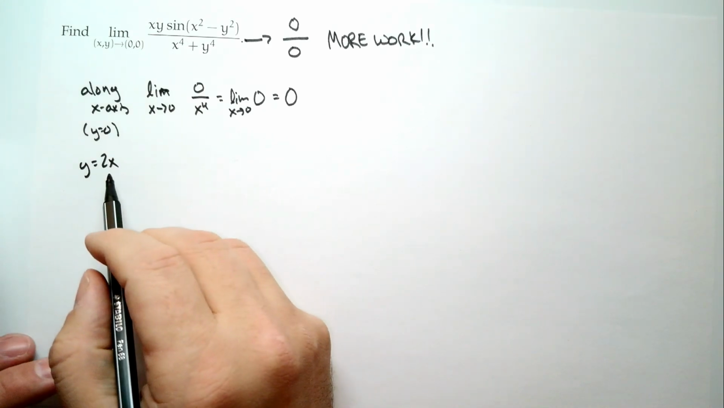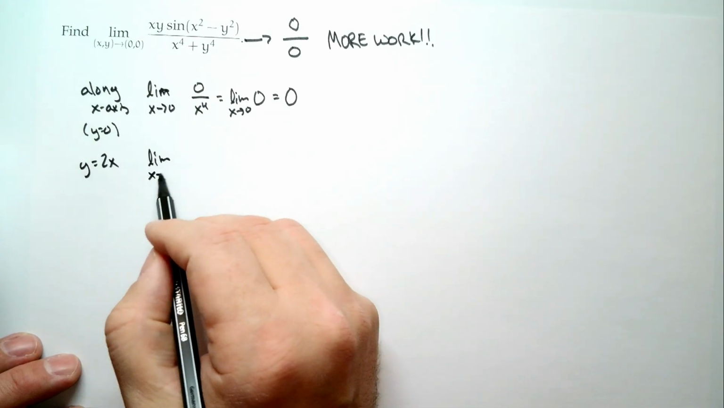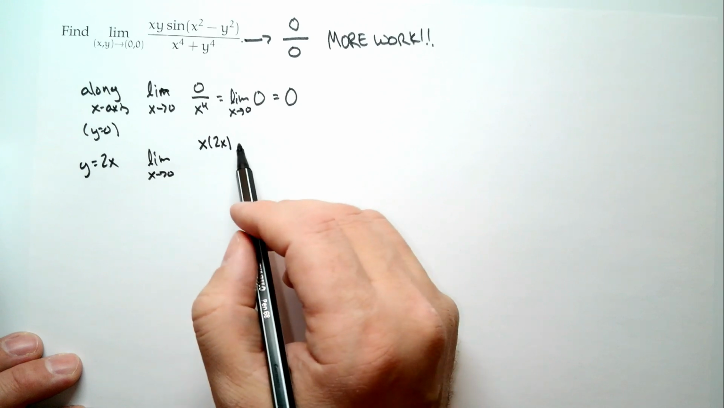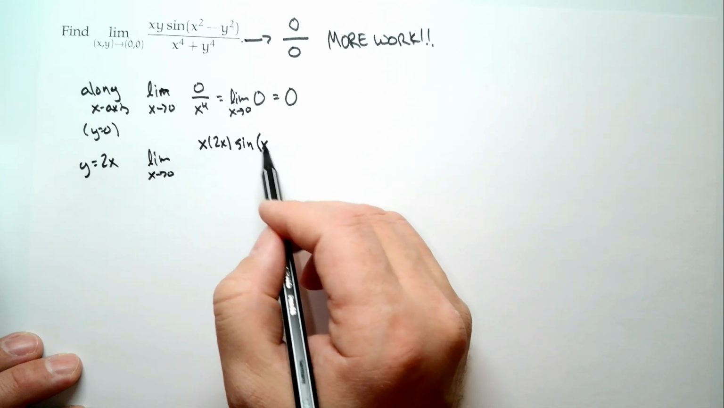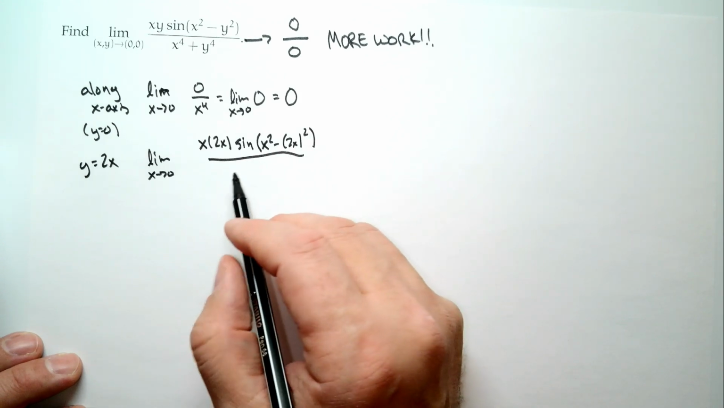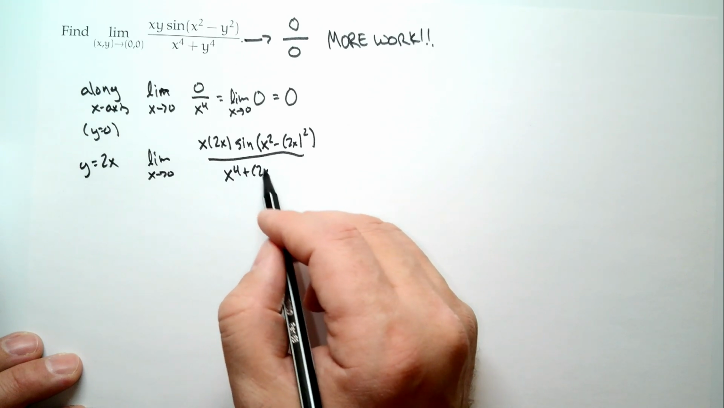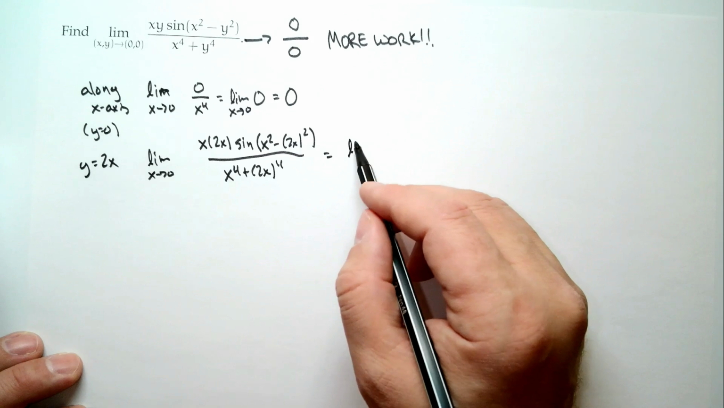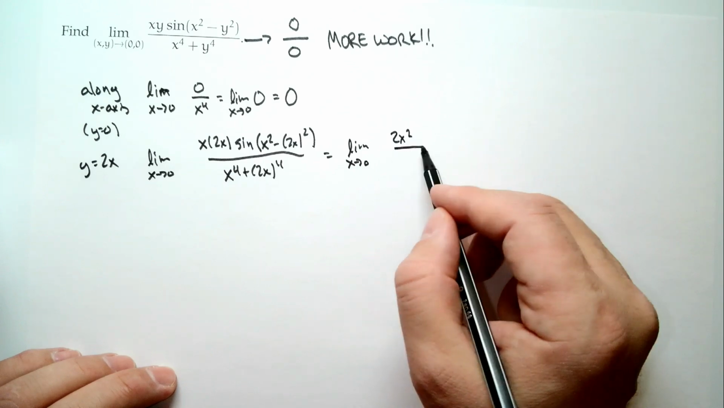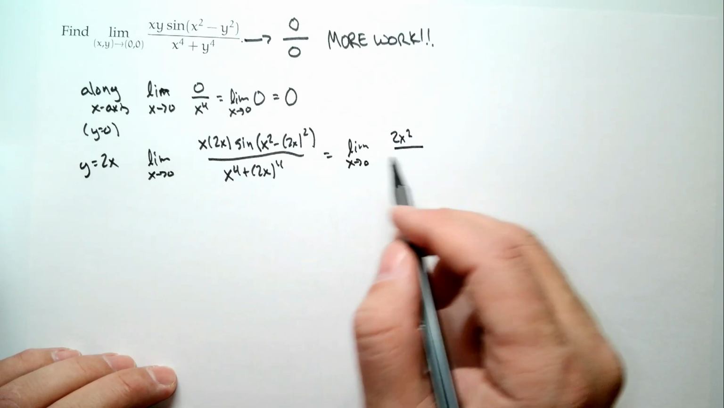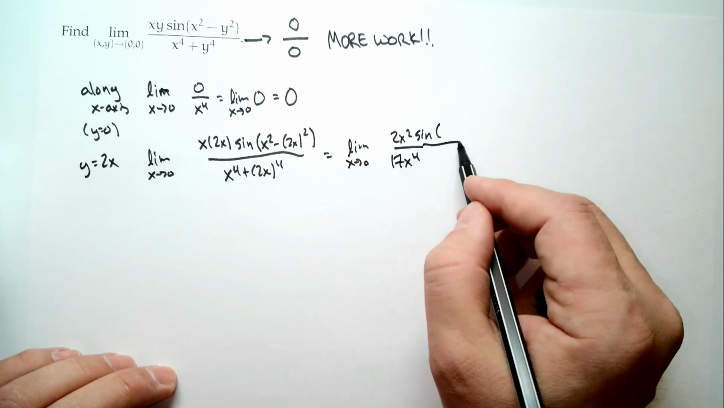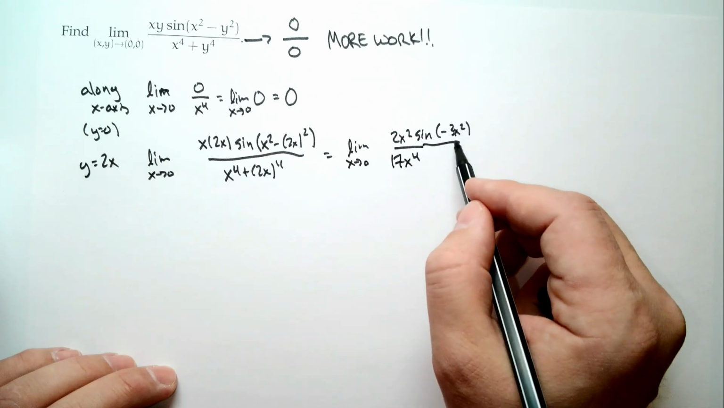So suppose we do y equals 2x. Again, I could do the limit as x goes to 0. Then I'll get x times 2x times sine of x squared minus 2x squared, all over x to the 4th plus 2x to the 4th. Now the good news is that's not automatically 0, but that doesn't mean it won't be 0 when we clean it up. So we get 2x squared. Downstairs, 2 to the 4th is 16 plus 1 is 17, so we get 17x to the 4th. Then inside we get sine of, this will be minus 3x squared when you work it out.